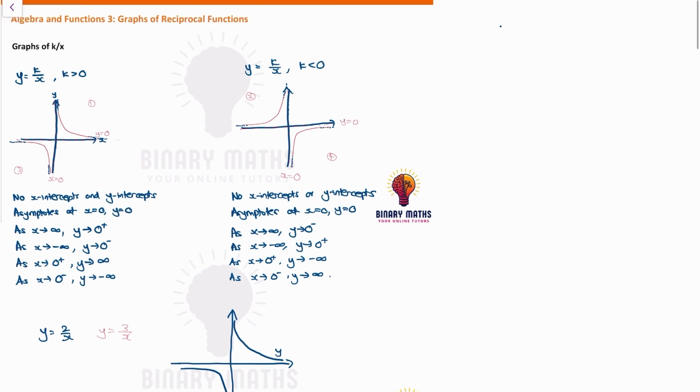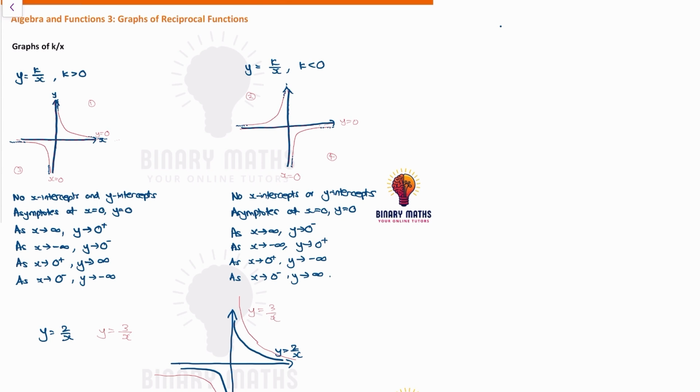So y is equal to 2 over x is the blue one. Then because y is equal to 3 over x, the numerator is bigger. What happens is the y equals 3 over x has the same shape, but it just goes a bit further away from the axis. So it will still be the same shape, but just a bit further out. So y is equal to 3 over x.